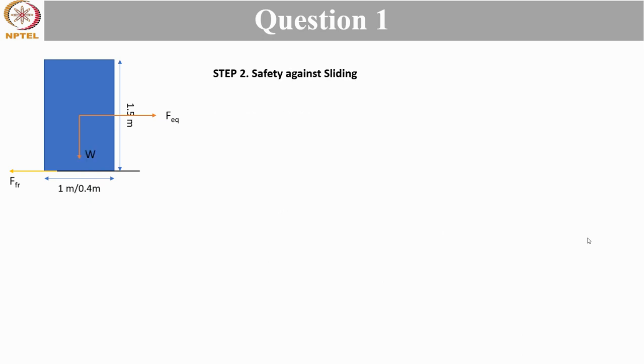Now, first step is to check for safety against sliding. So there is a horizontal force acting due to ground vibration, and there is a backward force due to friction. Now, if the FEQ is greater than FFR, then sliding will occur. But at the same time, we need to also check whether it will topple or not. So the moment generated due to FEQ should not be more than the moment generated due to FFR. So FEQ into H by 2 must be less than FFR into D by 2.